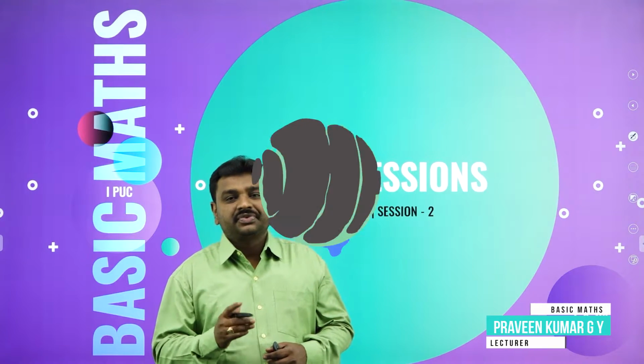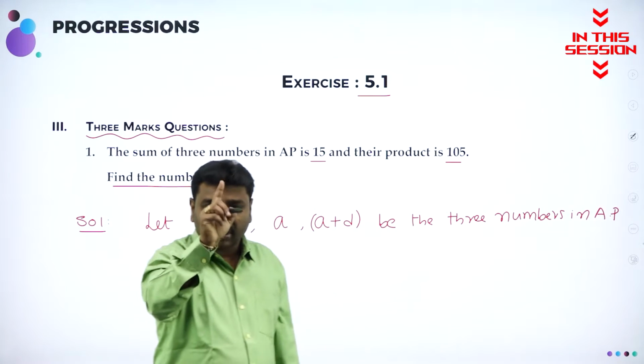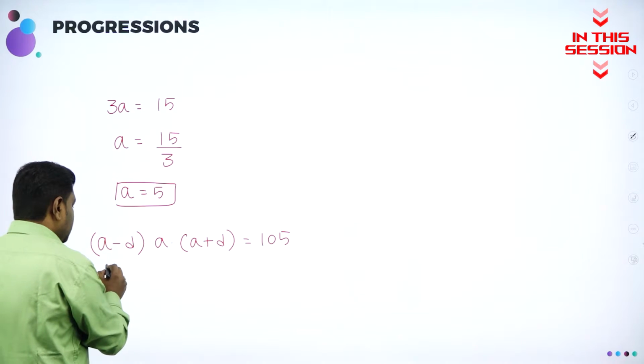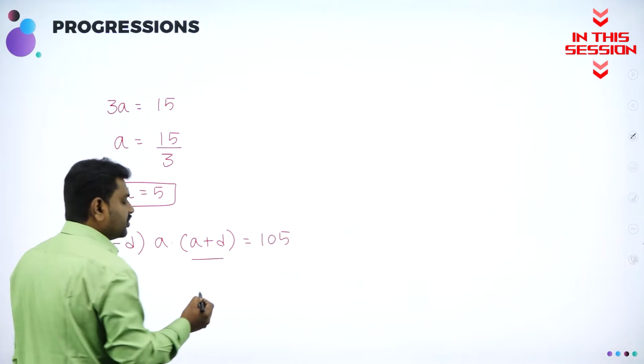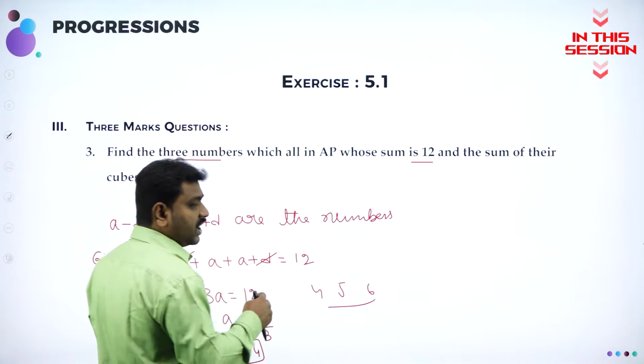So in progressions, we have done basic problems of AP. We'll continue with the exercise problems. When they ask you to find three numbers, you have to take a minus d, a, a plus d. Then the problem becomes simplified. And very interesting here, we have a minus d into a plus d. All of you know a plus b into a minus b is a square minus b square. So next, if you take three terms and add, you should get 12. That's it.